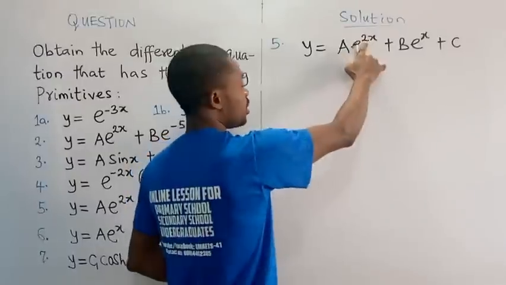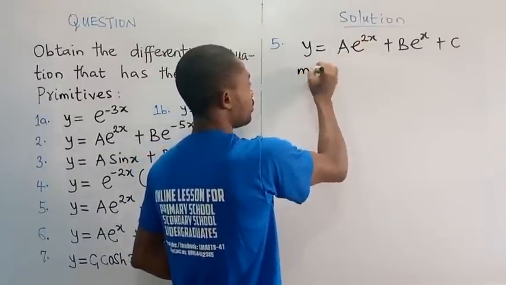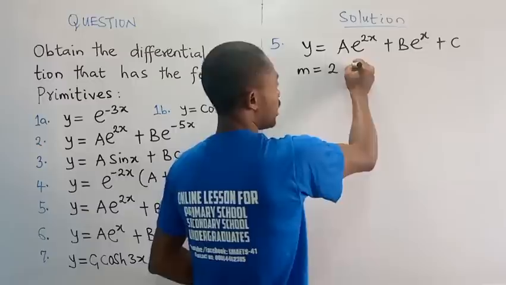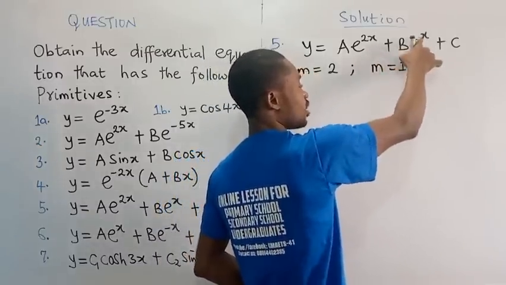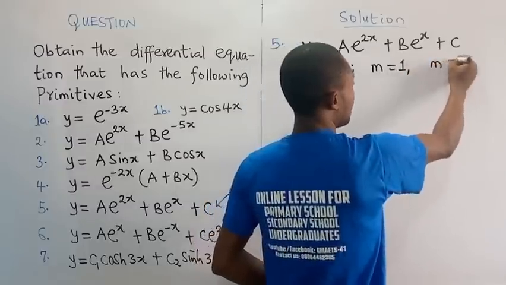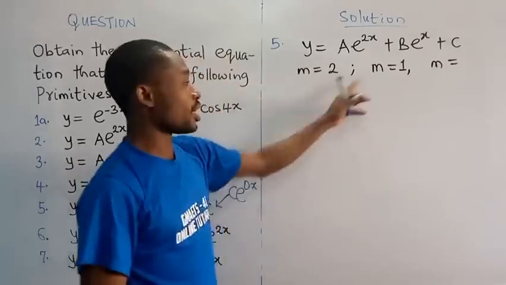So simply move on and extract the numbers that represent the roots here. So we're going to get here, the root is 2. So m is equal to 2. And then we move on to this. We have m equal to 1. The coefficient of x here is 1. And then finally we have m equal to, we want to use m1, m2, m3.